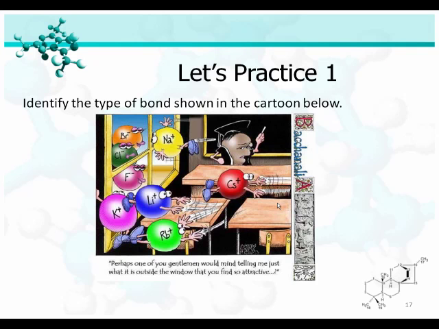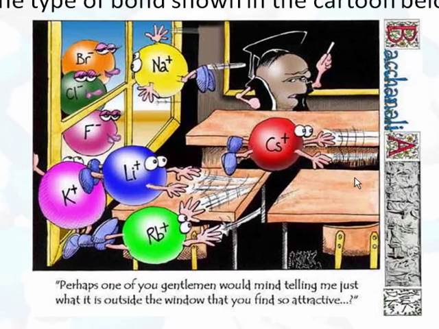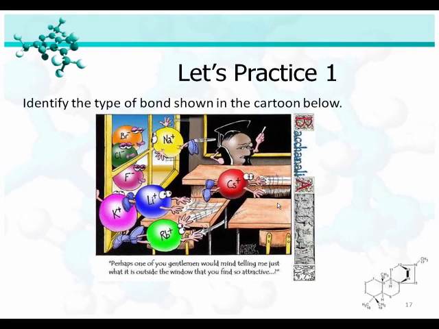Let's practice. Identify the type of bond shown in the cartoon below. Here you will find a cartoon with the caption, "Perhaps one of you gentlemen would mind telling me what is outside the window that you find so attractive." Look at the charges of the elements on the inside of the window versus the ones on the outside. Use that information to identify the type of bond.